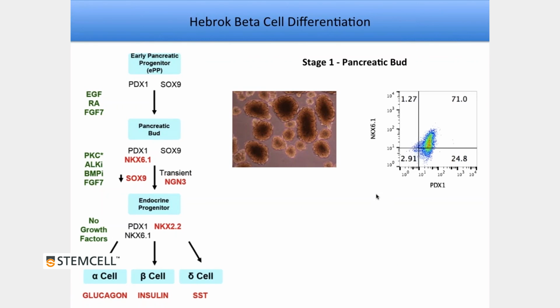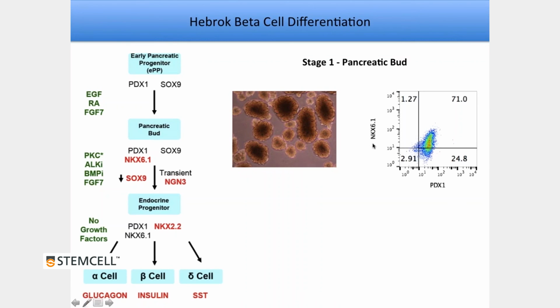So just to give you an idea of what the cells look like as they're differentiating, at the end of the first stage, the cells form these rather large sphere-like structures with these ruffled edges, which suggest the cells are undergoing branching morphogenesis. And by this point, you have about 71% of the cells expressing PDX1 and NKX6.1, which is certainly more than enough to continue with the differentiation.